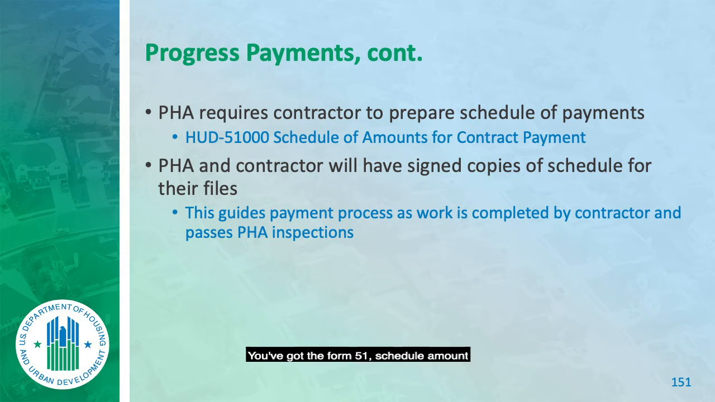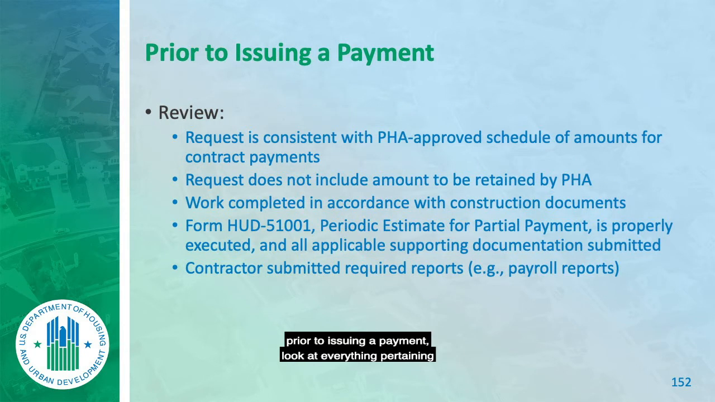You've got the Form 51 schedule of amounts for contractor payments. Make sure all the paperwork is signed. Prior to issuing a payment, look at everything pertaining to it. Everything. Make sure all the paperwork is done. Make sure the work is done.